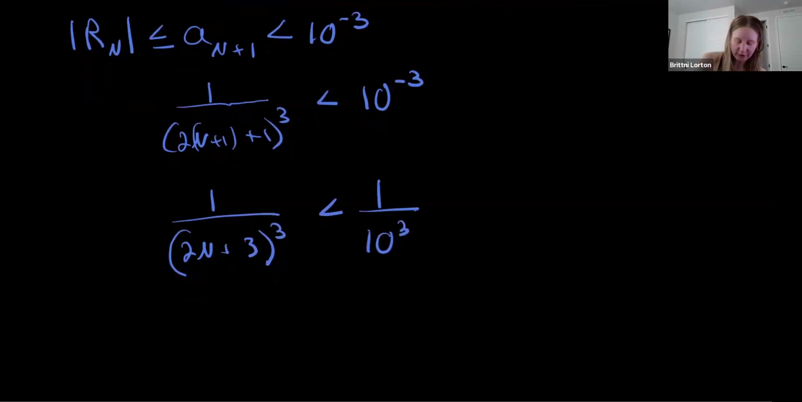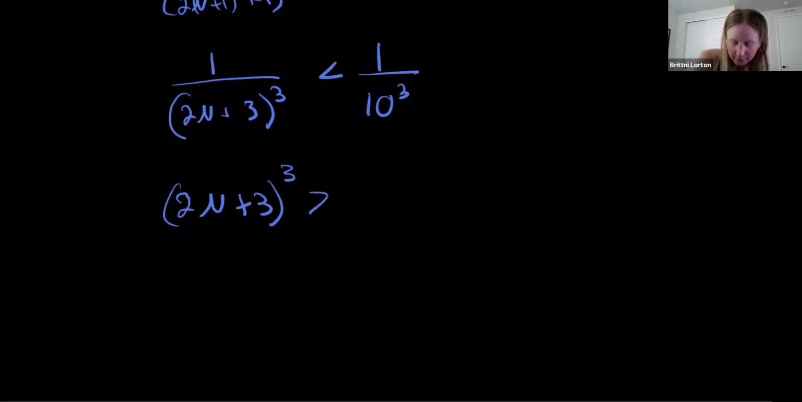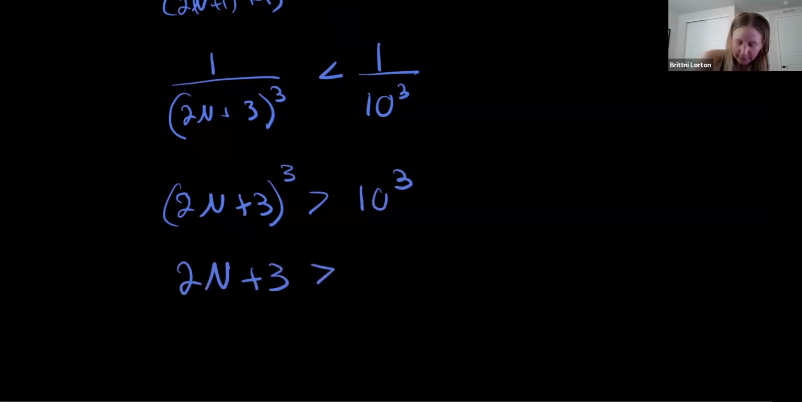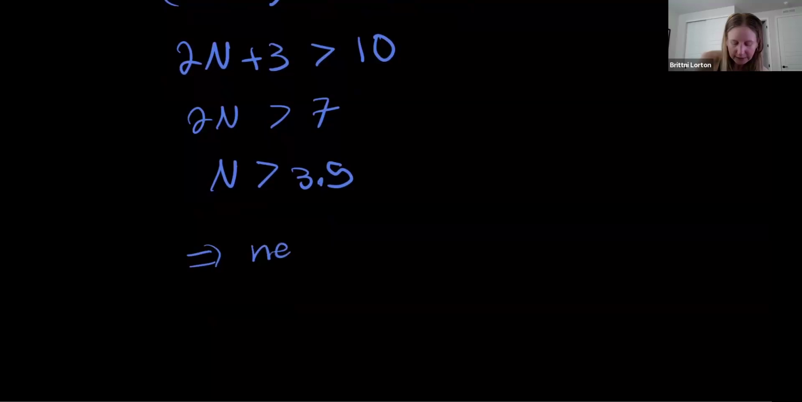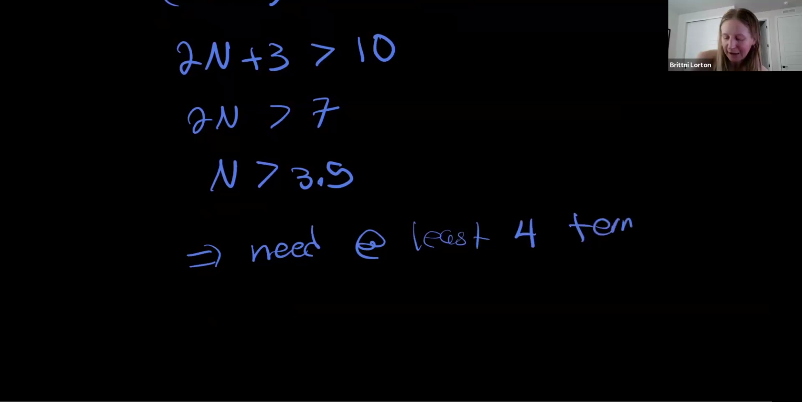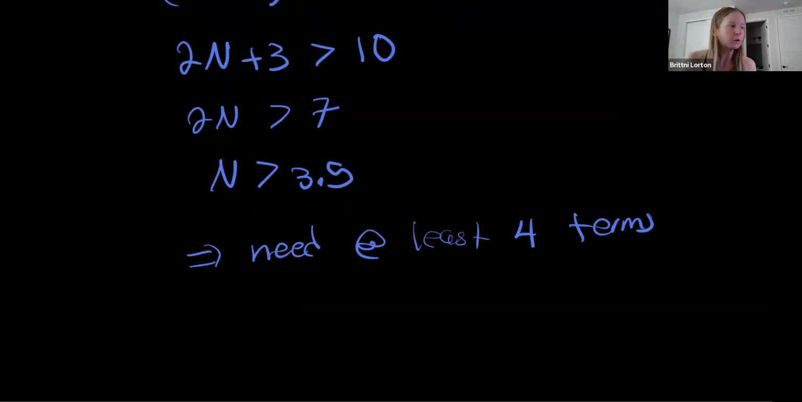Flip the fraction, flip everything, and don't forget to flip the inequality as well. (2n plus 3) cubed is bigger than 10 cubed. Cube root both sides. I get 2n plus 3 is bigger than 10, so 2n is bigger than 7, so n is bigger than 3.5, which means you need at least 4 terms. You can't add half a term, so what's the next whole number? 4. So I just need 4 terms.